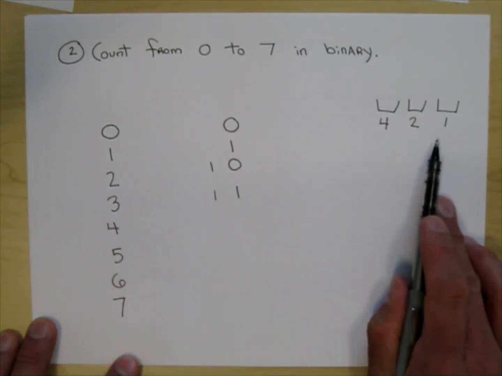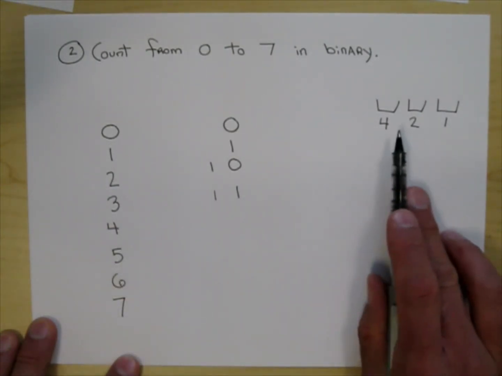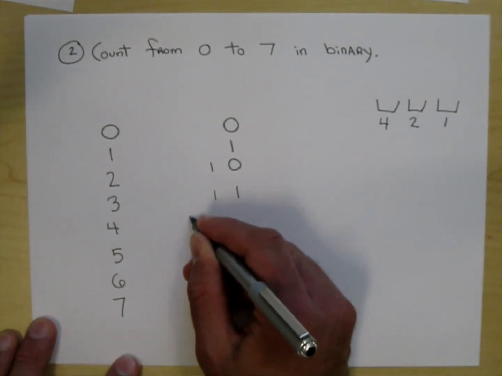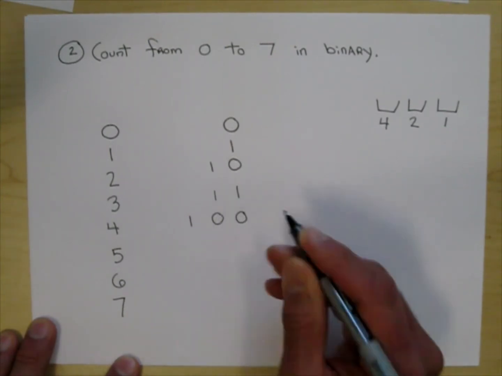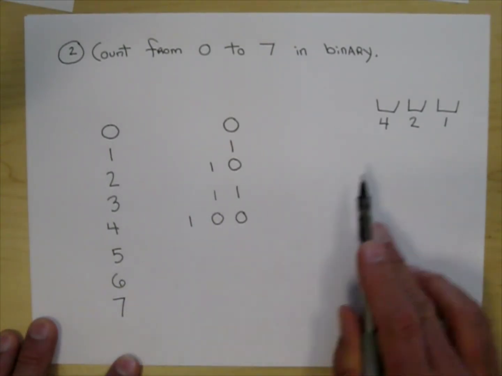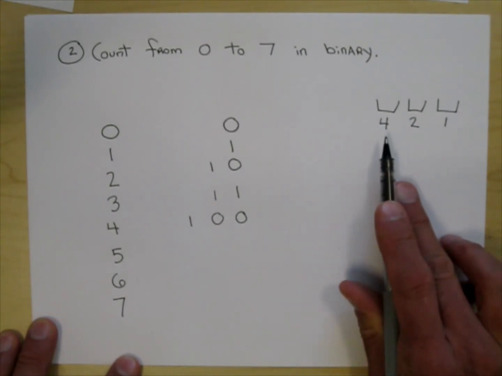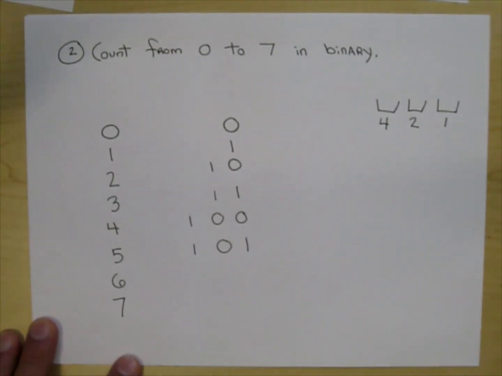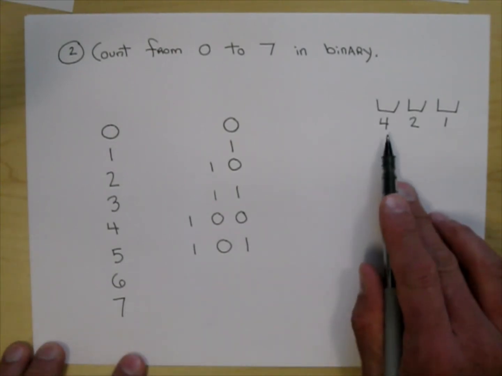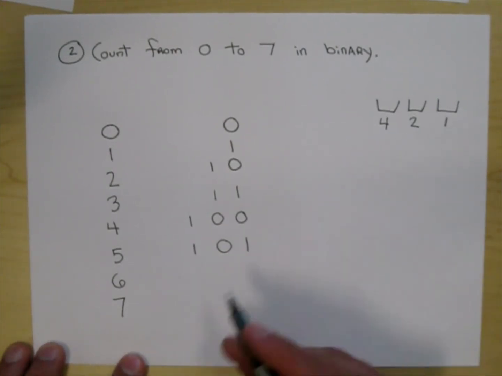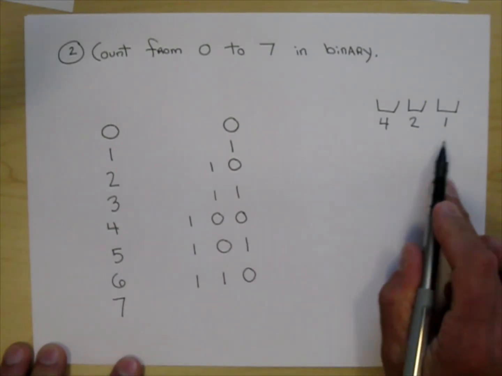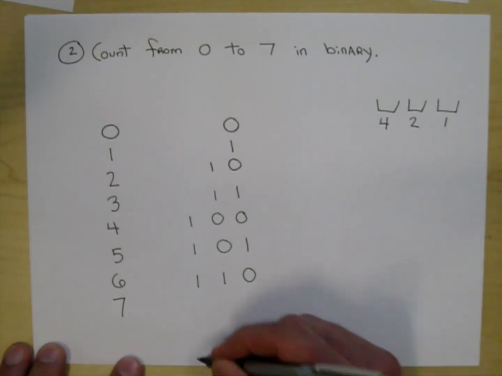4 in binary, so what can I get with $4? I could get one of those items and that's it. So I would have a 1, 0, 0. 5 in binary, I can buy a 4 and I can buy a 1, which is 1, 0, 1. 6 in binary would be a 4 and a 2, and then that's a 0, so we'd have 1, 1, 0. 7 in binary, I would just be buying all of those: a 4, a 2, and a 1, which is 1, 1, 1.